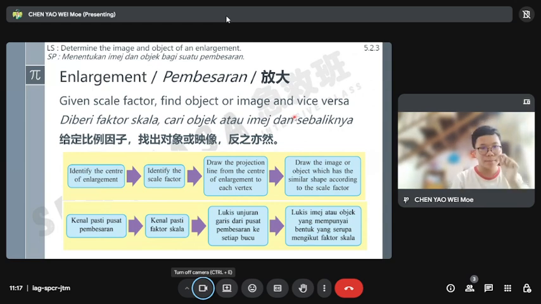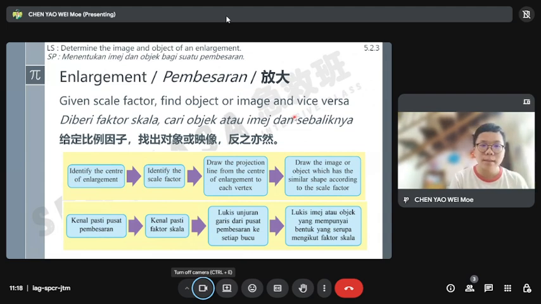So how do you draw it? If you're given two shapes, one is the object and one is the image, connect the corresponding points together. The first line, connect the second line, and it's better to draw a third line. If all the lines intersect at the same point, that point we call the center of enlargement.